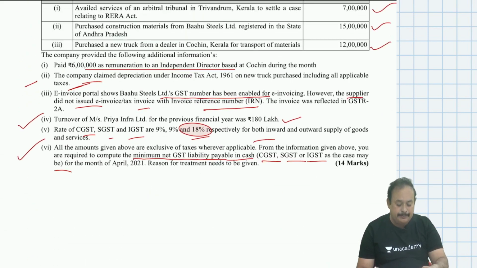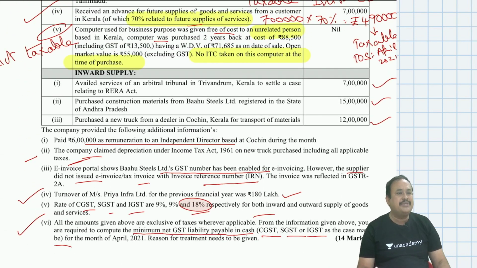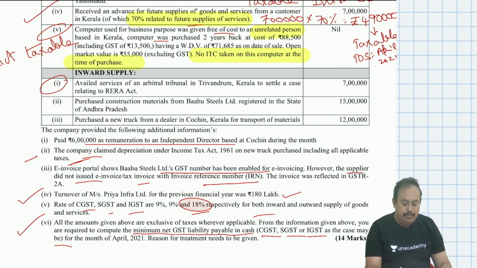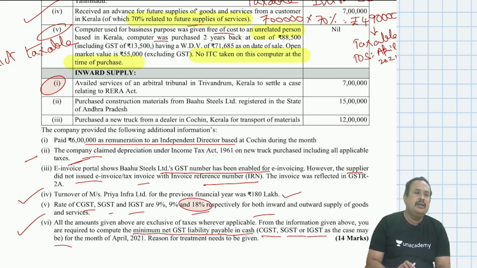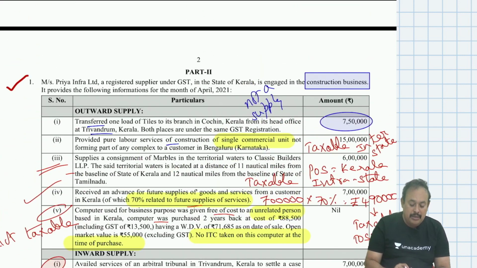Further, my dear friends, the problem also says, if you refer here, inward supply, where they availed services of an arbitral tribunal in Trivandrum, Kerala, to settle a case relating to the RERA Act, meaning for business purpose they received the services. From whom received? The arbitral tribunal. Who received? Priya Infra Limited. Priya Infra Limited is a business entity.